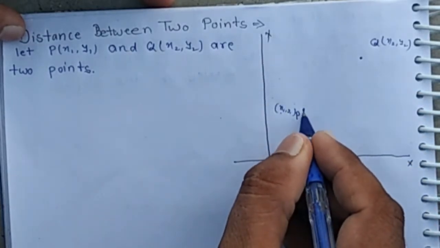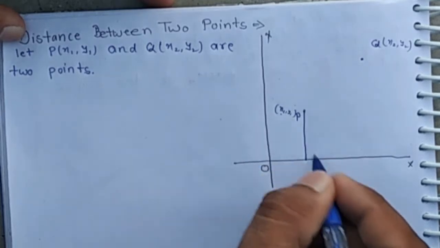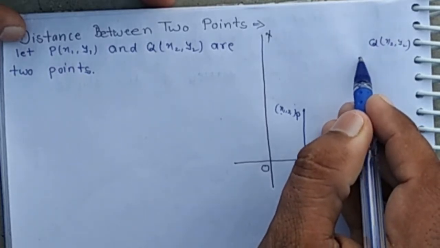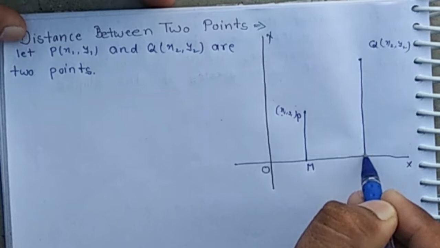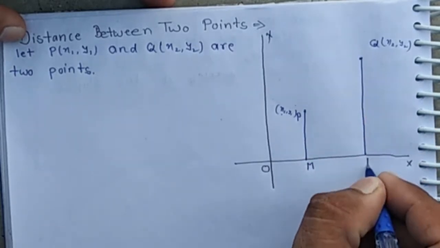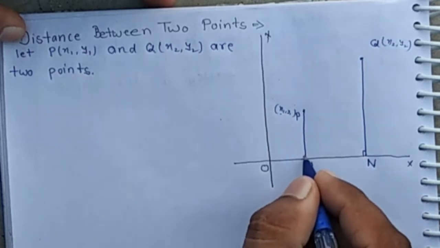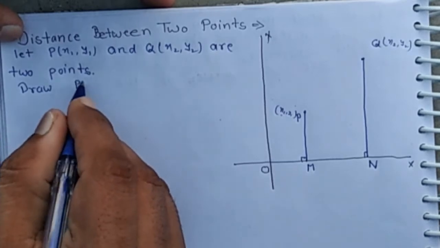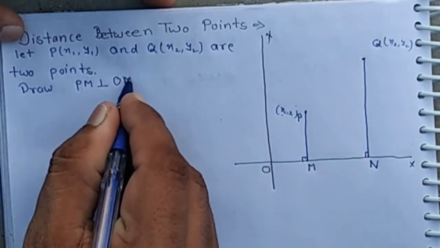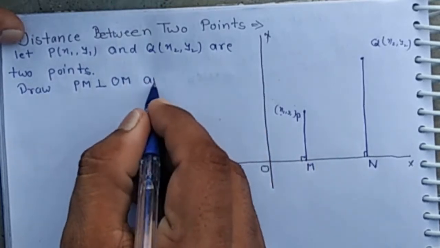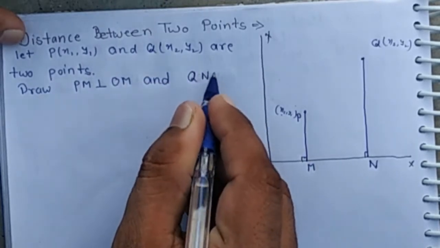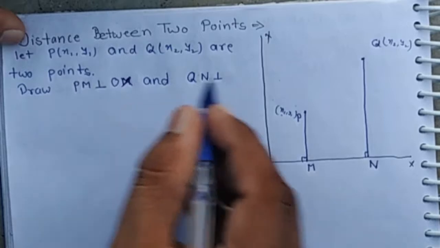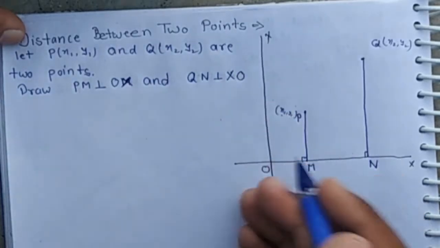Then if we draw a perpendicular from point P to the x-axis, it is PM, and a perpendicular drawn from point Q on the x-axis is QN. Draw PM perpendicular to OX and QN perpendicular to OX.